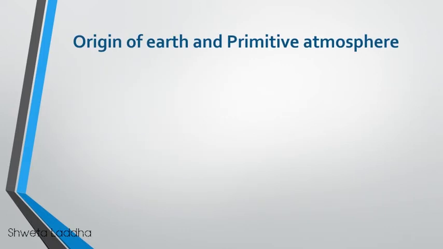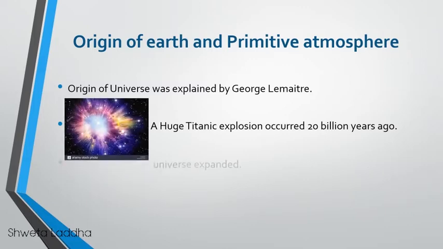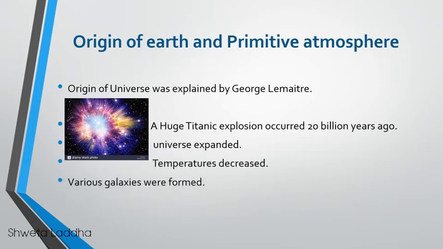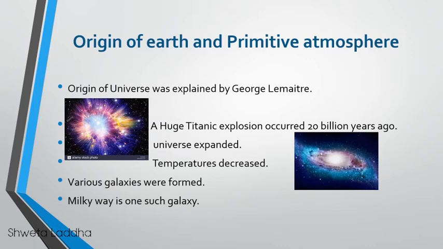So, origin of Earth and primitive atmosphere. Origin of universe was explained by George Lemaitre. A huge titanic explosion occurred 20 billion years ago. Universe expanded. Temperature slowly started decreasing. Various galaxies were formed. Milky Way is one such galaxy out of these hundreds of galaxies. So this is Milky Way. And our solar system is a very small part of this huge Milky Way.